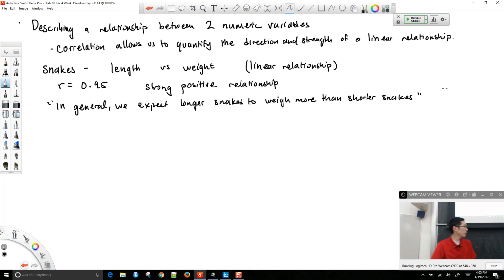Okay, and so today what we're going to learn is linear regression, and we're going to learn to quantify this relationship rather than just saying longer snakes tend to weigh more than shorter snakes. We were able to quantify the strength by saying the correlation is 0.95, but now we're going to try to actually put a quantity when we say a longer snake weighs more than a shorter snake. We can actually put numbers to that.